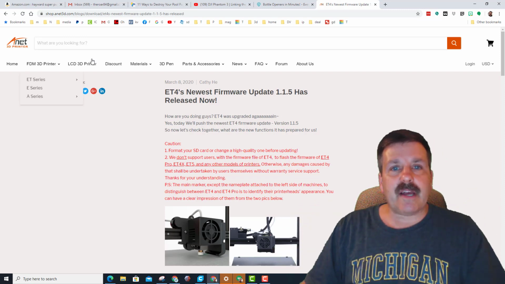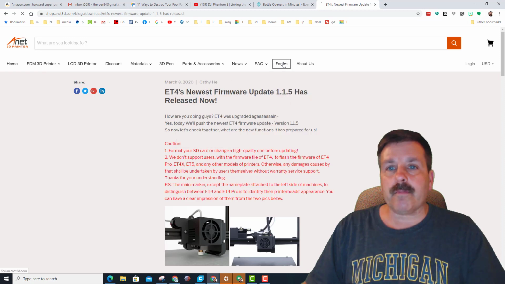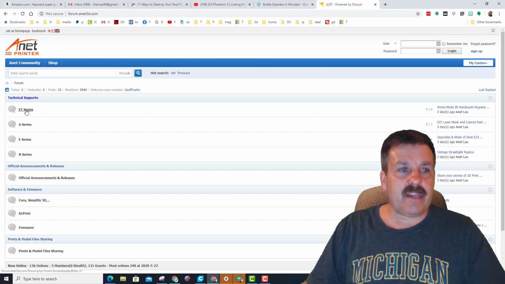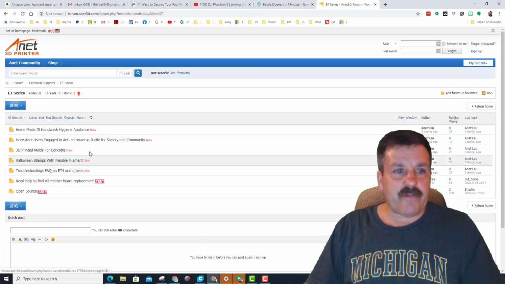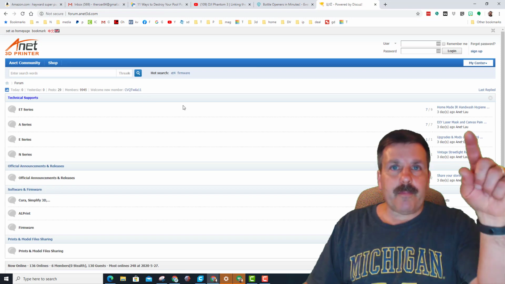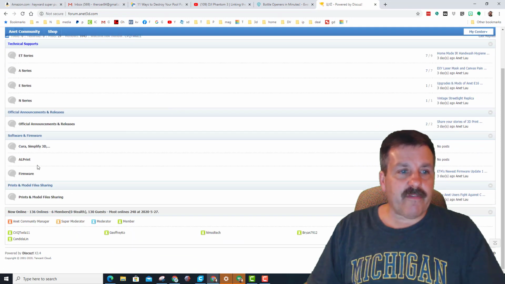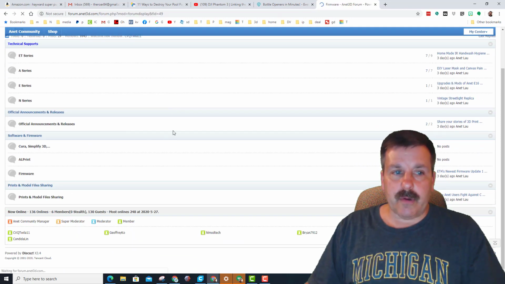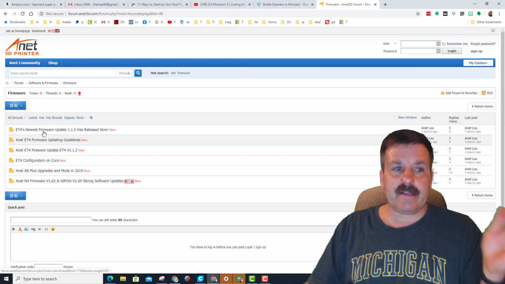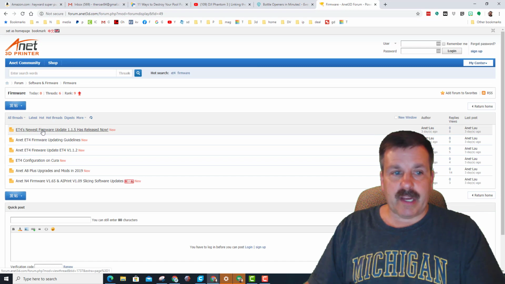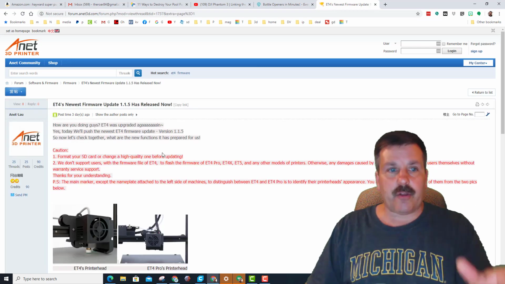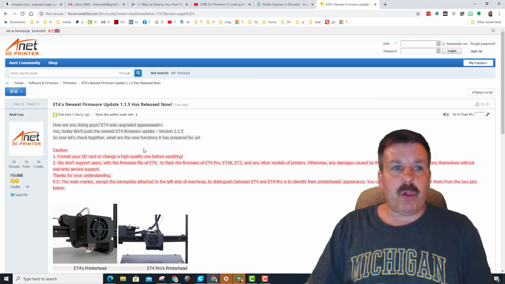So since I was on the Anet page, I went to the forums. And in the forums, if you go down to the ET series, there's a lot of information about them. But instead, I backed up. And the place to really look is down here in firmware. When you get to it, they've got ET4 firmware updating guides. They've got the newest one that we were looking at. This is the exact same info that I showed you on that other page. It was just turned into a blog.